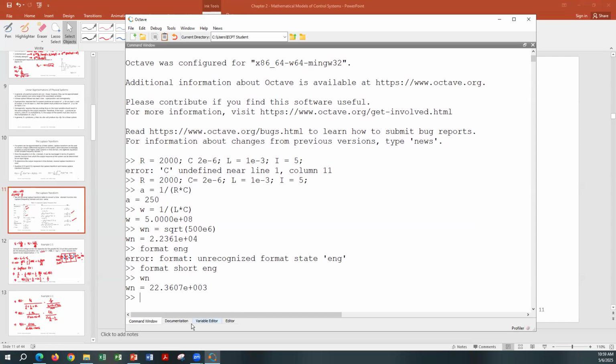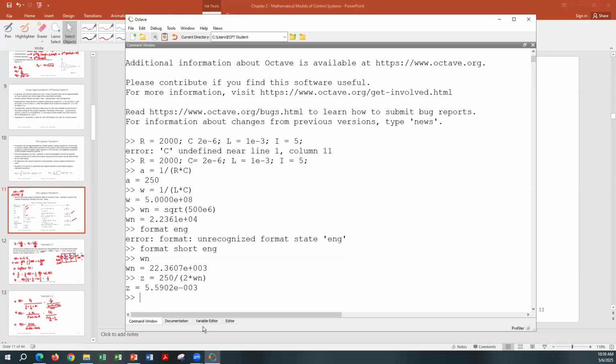From this, we can find out the zeta value because 2 zeta omega n is 250. That means 2 times omega n, zeta is 250. So zeta is 250 divided by 2 times omega n. That's 5.59 exponent negative 5, or 0.00559, or 0.0056. So zeta is 0.0056. Omega n is 22.36 K.